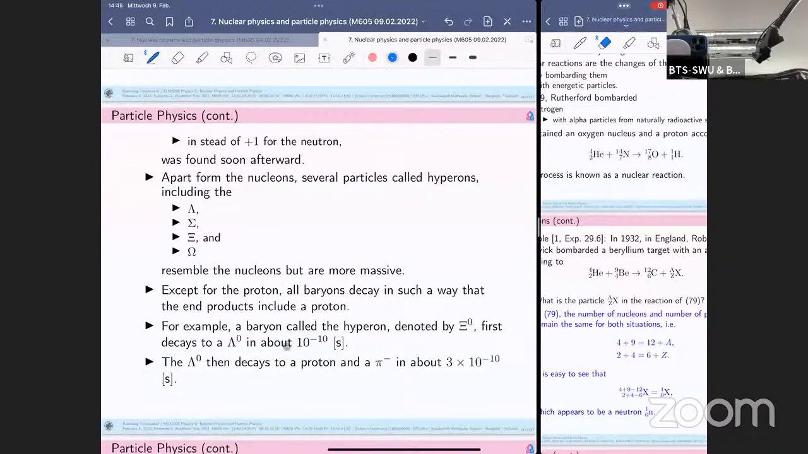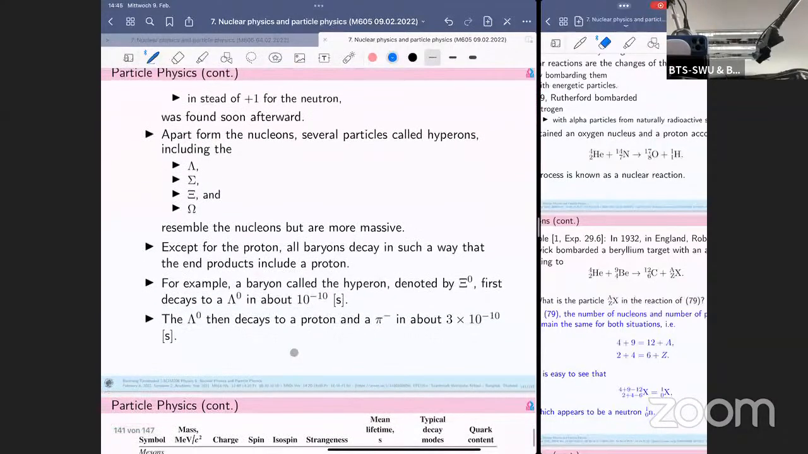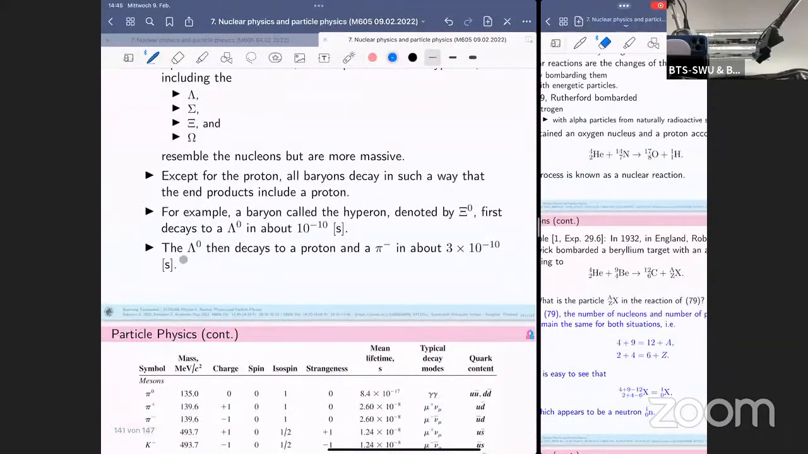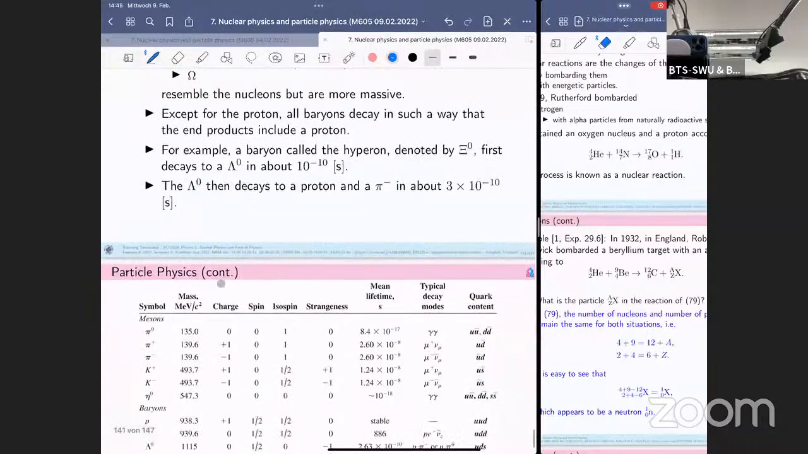Let me see, 100 picosecond. Okay, 100 picosecond. What else? Yes, the lambda 0 then decays. The hyperon lambda 0 decays to a proton and a pion. Okay, this is the typical pion with a negative sign, in about 10 times 10 to the -10 seconds, I don't know how to say it. It's 300 picosecond. Okay, very, very quick.